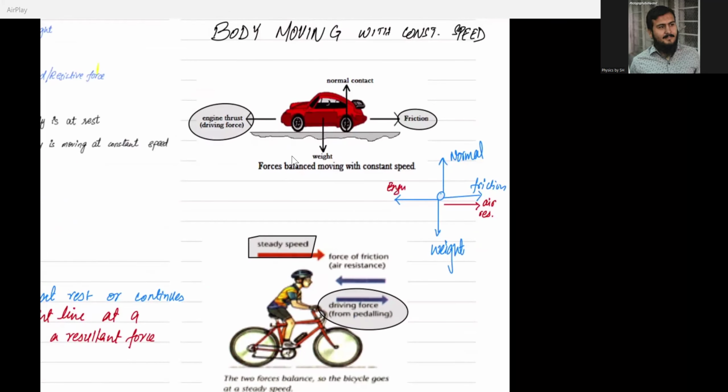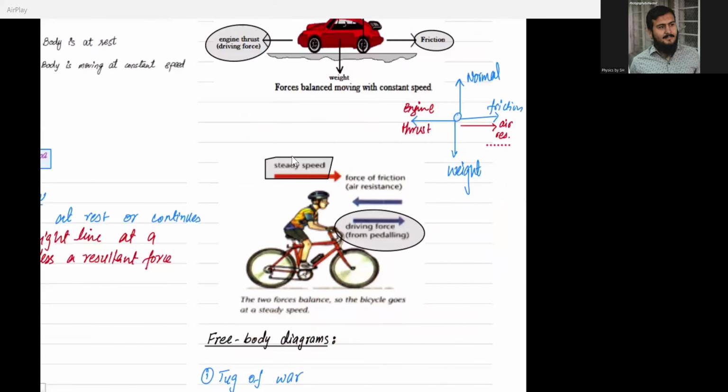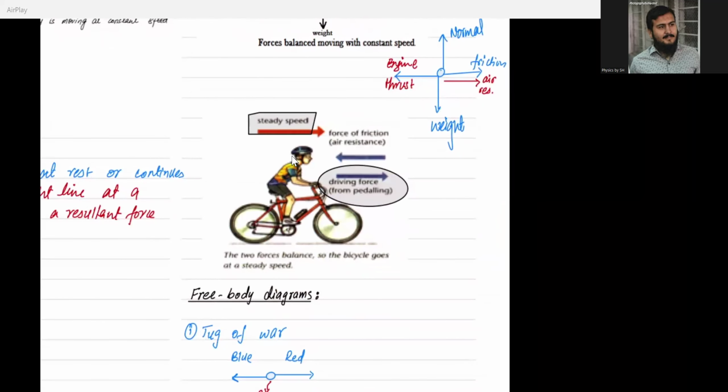Engine thrust, forward force. Engine thrust or forward force, right? And now comes this bicycle. All right, so how many forces are acting here? Three. Tell me one by one. Hania, you tell first. The driving force. Which direction? Forward, to the right in this case, right?